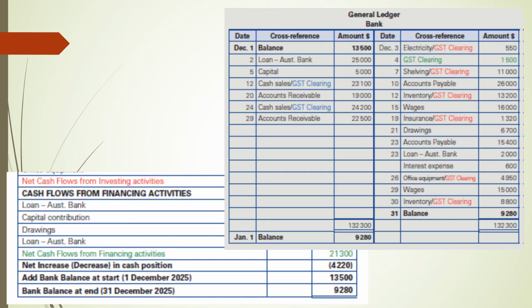So here we can see that we would have taken our bank balance at the start of $13,500 from the opening balance in our bank's general ledger. And if we have followed through all the steps correctly, we would have arrived at a bank balance of $9,280, which matches up to the bank balance as shown in the general ledger account. Yay!